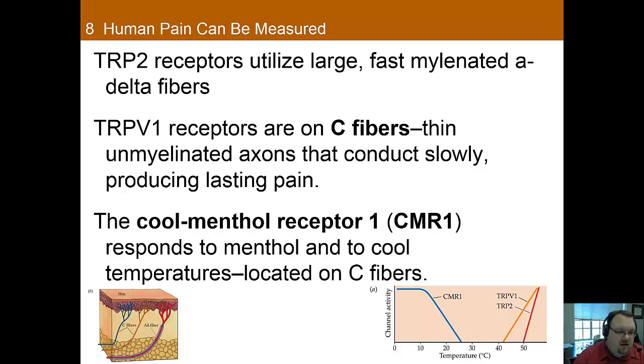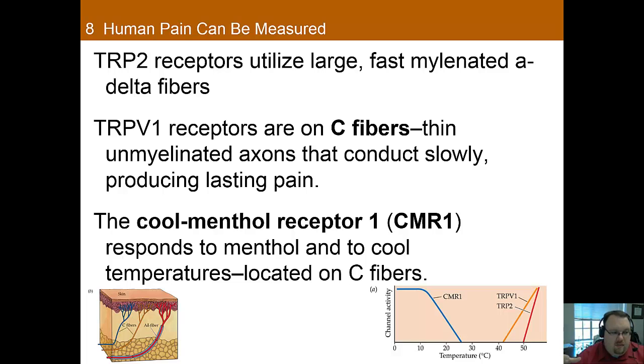So we talked a little bit briefly about the TRPV2 receptors on the previous slide. So the TRPV2 receptors use fast, large myelinated A delta fibers. So information sent along a TRPV2 receptor gets to the brain very quickly. Because these receptors have these large, fast myelinated fibers and can get information to the brain so quickly, these are often the ones that are utilized when you burn your finger really badly or something like that, something where the signal needs to get through very quickly.